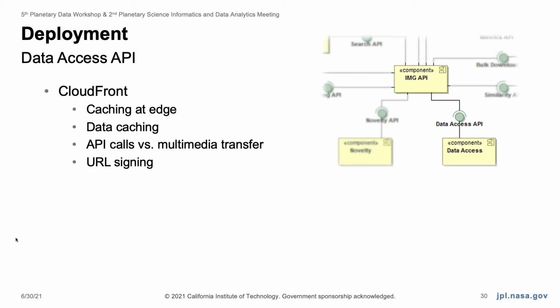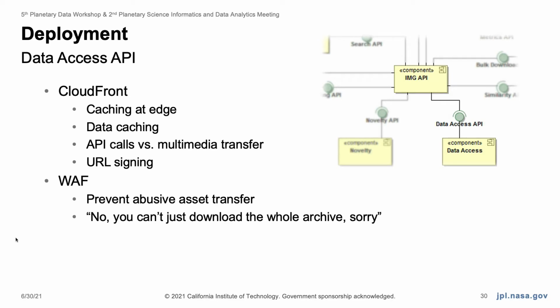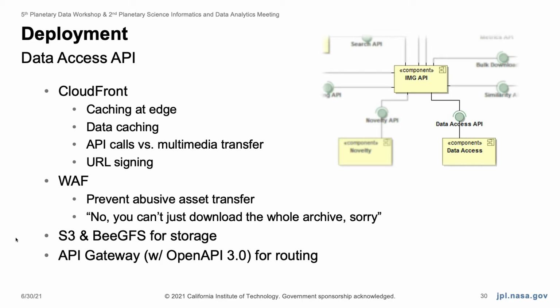Next, talking about the data access API. So the use case here for CloudFront is actually very similar to the previous one, with the difference that instead of caching API requests, we're actually caching the data products themselves. We also use the Web Application Firewall for this purpose, and we point to S3 and BGFS storage, and API Gateway for routing. So we route our user requests using API Gateway.